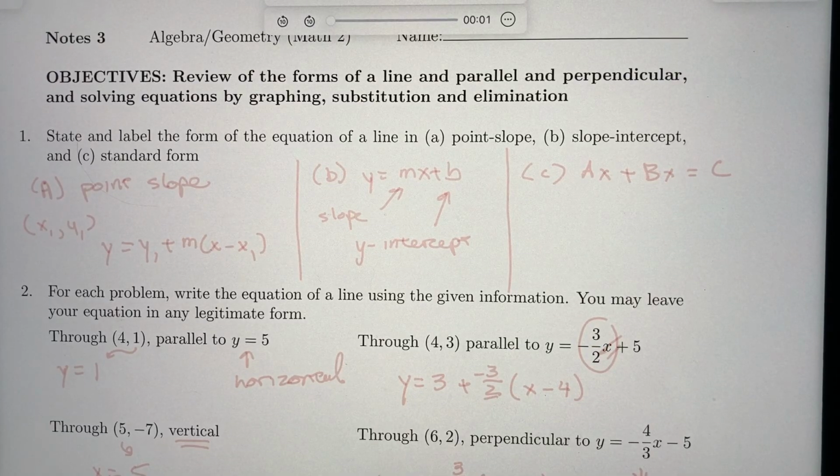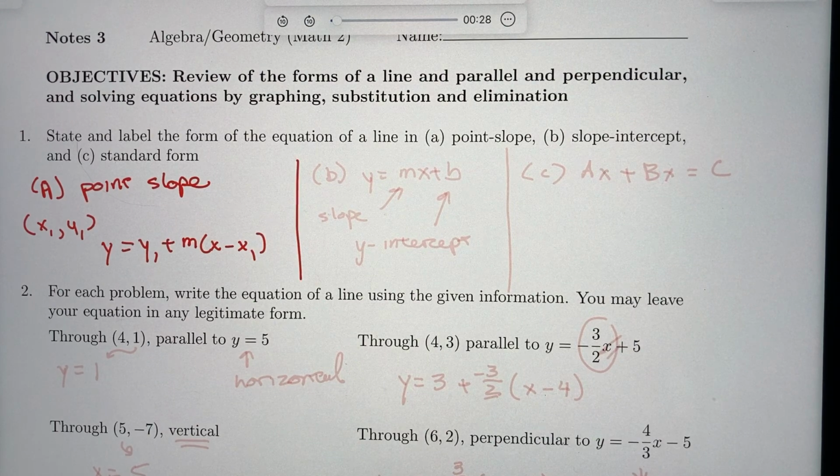Okay, we start with three forms of a line. Point slope form, the point is x1, y1. And this is actually the most convenient form for a line if you're given a point, or 2 points for that matter. The slope, as always, is m.